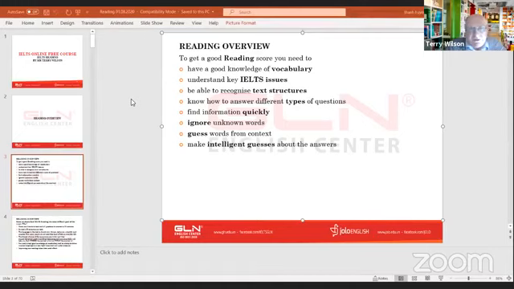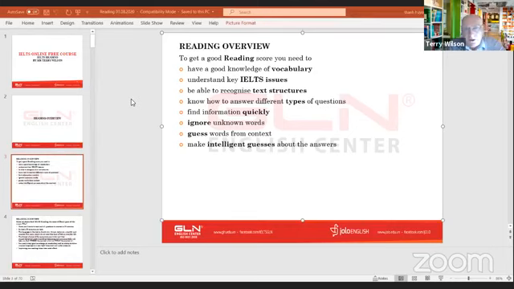Be able to recognize text structures. We'll look at different text structures today. How to answer different types of questions. There are about 8 different question types on the IELTS reading test. Find information quickly.